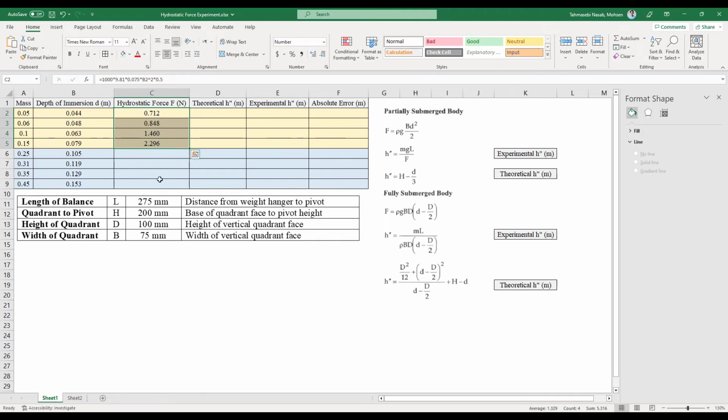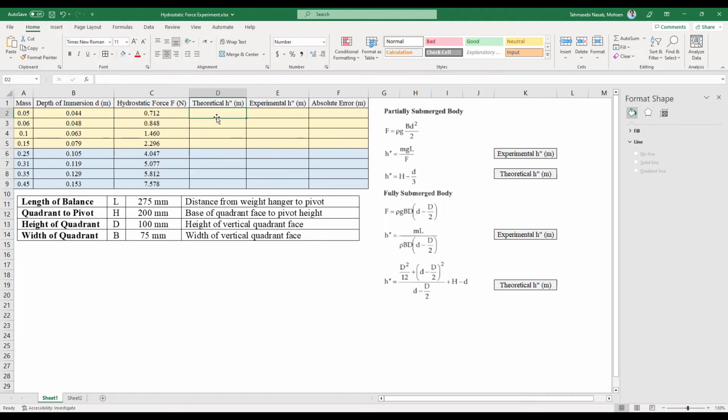Okay, now that you have calculated this hydrostatic force, for here we need to switch to this equation right there. I've already written this equation just to save some time. This equation is exactly what's been written over here, so I'm going to press enter and then drag this down, and that would be hydrostatic force for fully submerged condition.